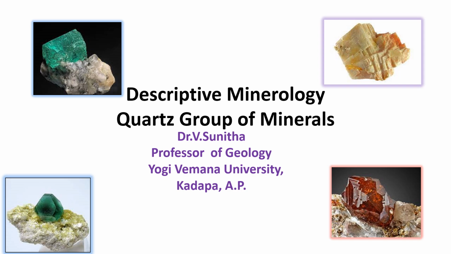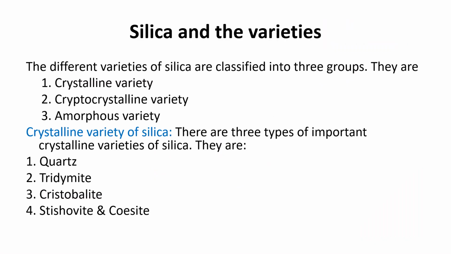Descriptive mineralogy. Coming to the quartz group of minerals. Coming to the silica and its varieties, the different varieties of silica are classified into three groups: number 1, crystalline variety; number 2, cryptocrystalline variety; and number 3, amorphous variety. Coming to the crystalline variety of silica, there are again important types of crystalline varieties of silica.